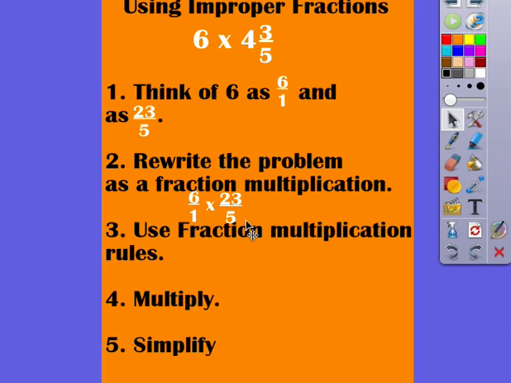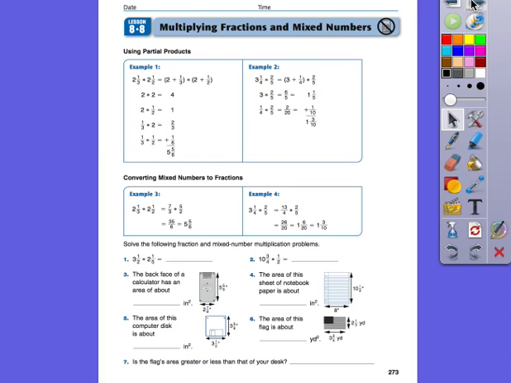Now you should remember the strategy of multiplying fractions is you just multiply straight across. So you do 6 times 23, and that is your numerator, and 1 times 5, which is your denominator. It's going to be very top heavy, and you're going to just have to simplify the problem. So once again, the big idea, and this is probably really important to put into your notes, is getting your mixed number into improper fractions, and then you can multiply straight across.